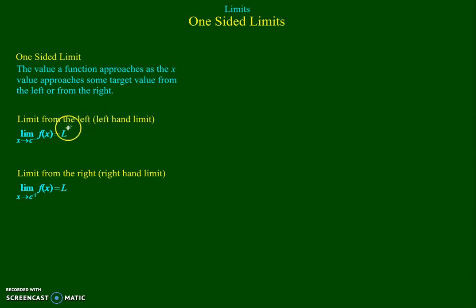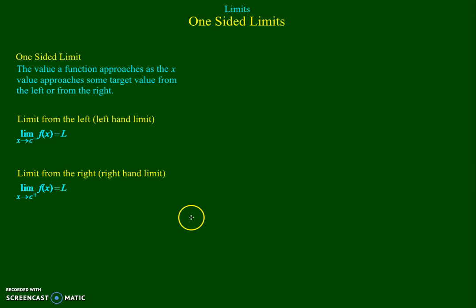And the way we would write a left-handed limit or a limit from the left is we would say the limit as x approaches c, and you notice this little minus sign up here as an exponent. So the limit as x approaches c from the left of f of x equals L. And here a right-handed limit or a limit from the right is the limit as x approaches c with a plus sign up here. So this is read the limit as x approaches c from the right. So this plus sign is interpreted as from the right. The minus sign is interpreted as from the left. So that's the difference between them.